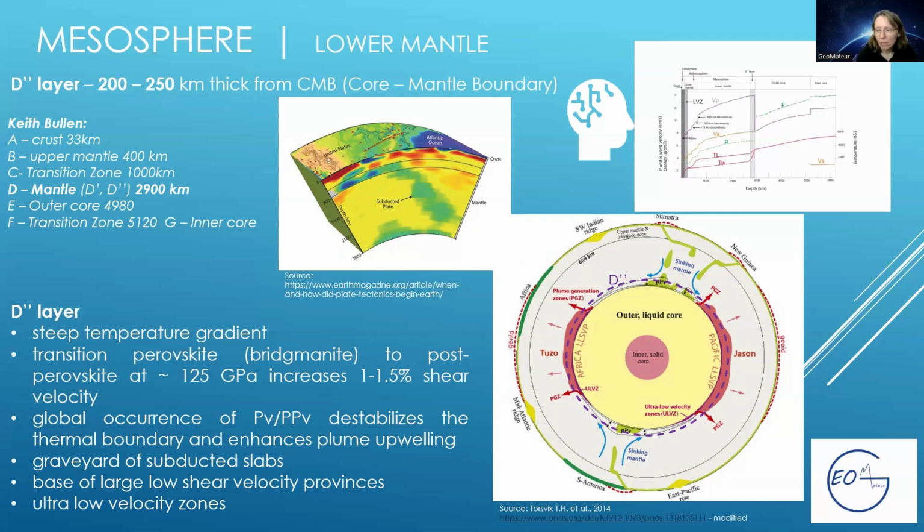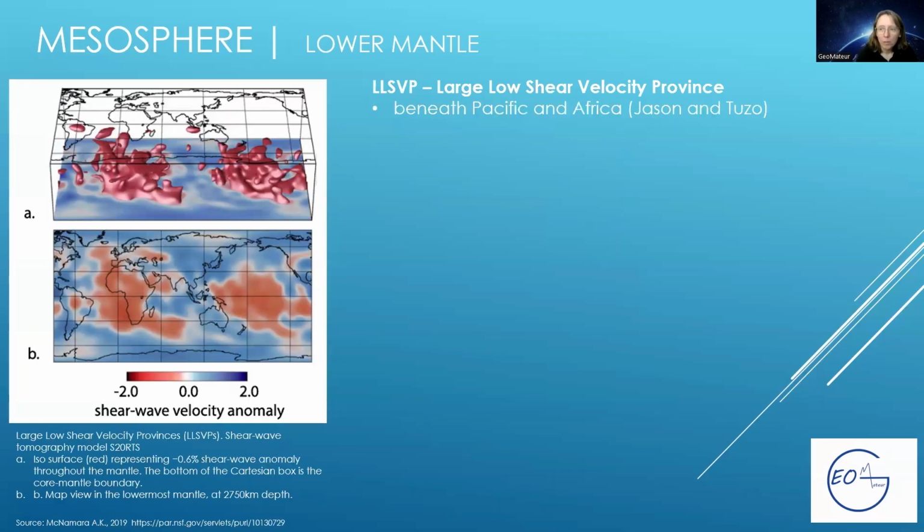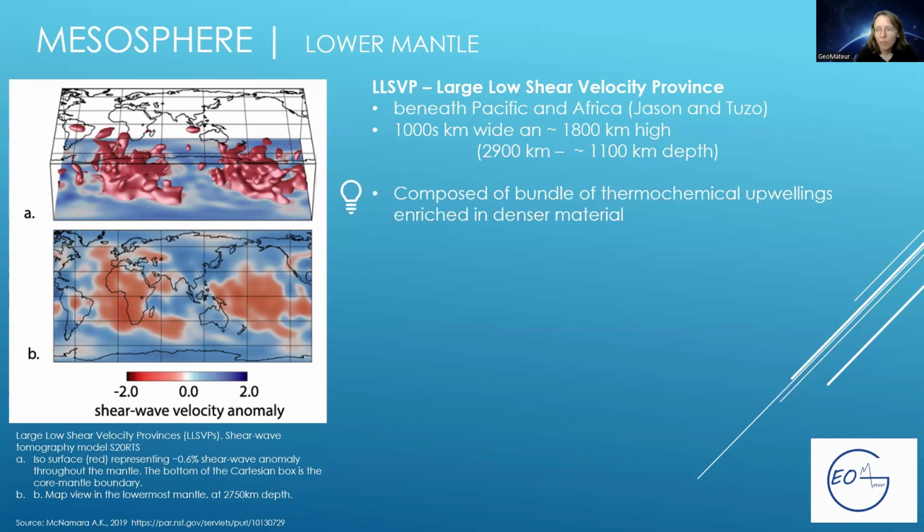So if you look at the graph on my right, you can see there is a really busy layer. Talking about large low shear velocity provinces, there are 2 of them, beneath the Pacific and Africa. They are also called the Jason and Tuzo provinces. They are thousands of kilometers wide and around 1,800 kilometers high. So from the border at the depth of 2,900 kilometers, they reach a depth of around 1,100 kilometers.